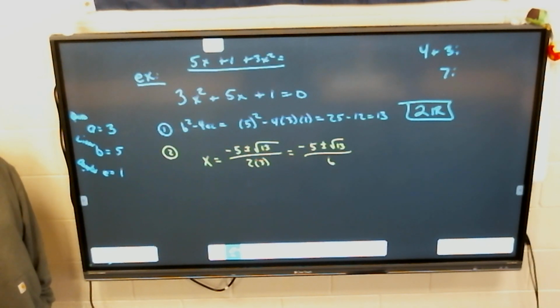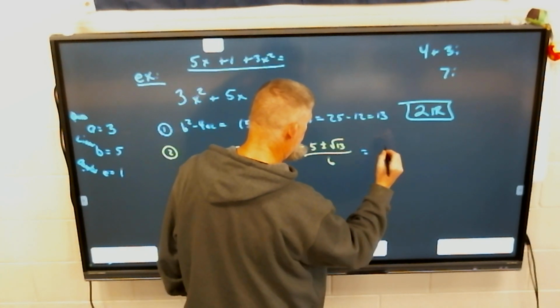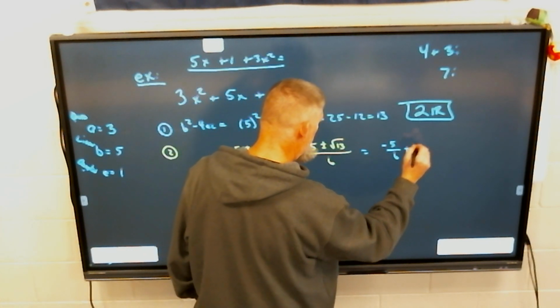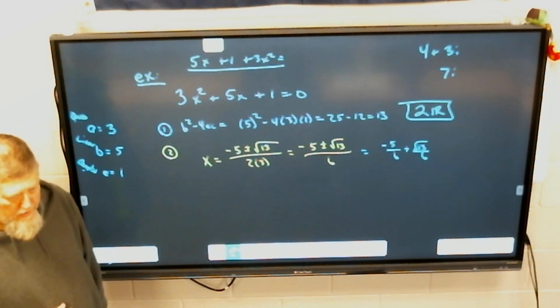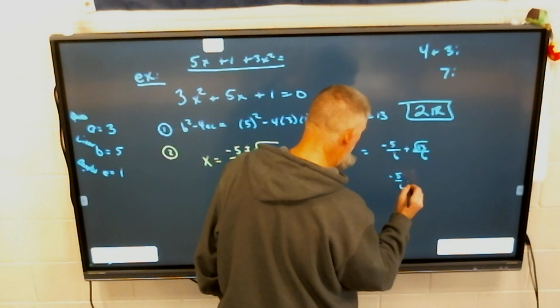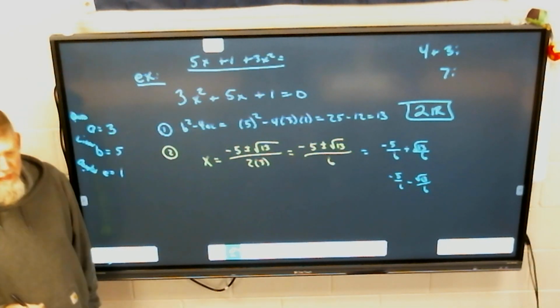Okay, now, on Desmos. Desmos will not give you this as an answer. Okay? Desmos likes to split it up. So this is going to make it negative 5 over 6 plus the square root of 13 over 6. And then it's going to give you negative 5 over 6 minus the square root of 13 over 6. That's overly complicated for no reason.